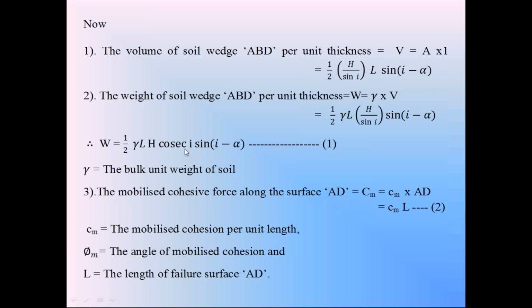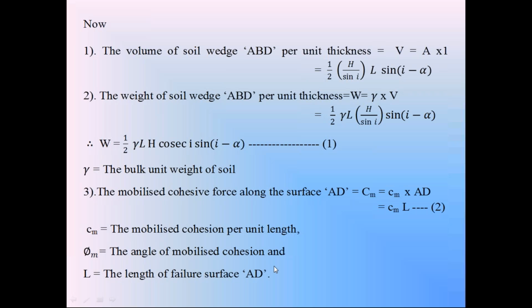1 by sin i is cosecant i into sin(i minus alpha). This is the weight of the soil wedge. So by using this equation, we can calculate this weight W of that soil wedge ABD in the discussion.